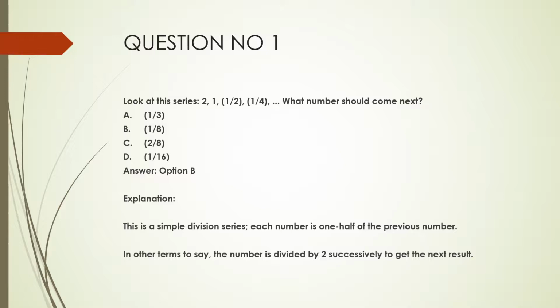First question is, look at the series. A series is given: 1, 1 by 2, 1 by 4 and so on. What would be the next number? You can see that the numbers are following a pattern. If you divide 2 by 2, you will get 1. Then 1 divided by 2 will be 1 by 2, and 1 by 2 divided by 2 will give you 1 by 4, and 1 by 4 divided by 2 will be 1 by 8. So B is the right answer here.